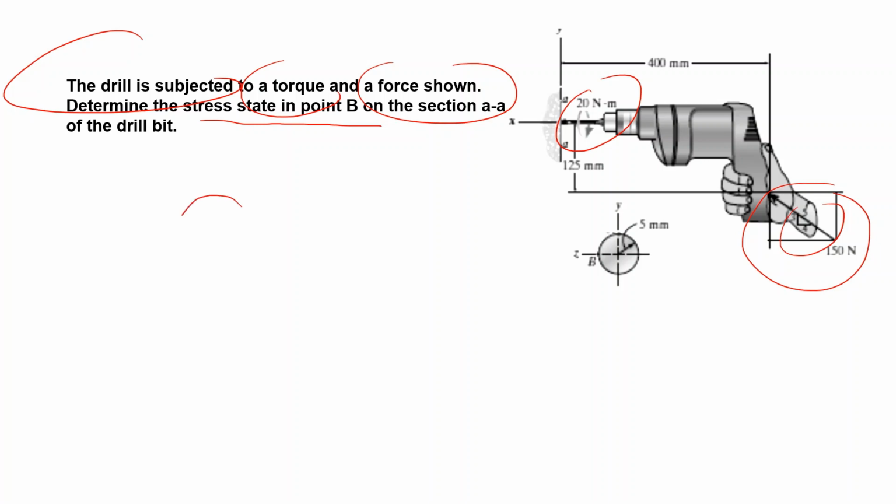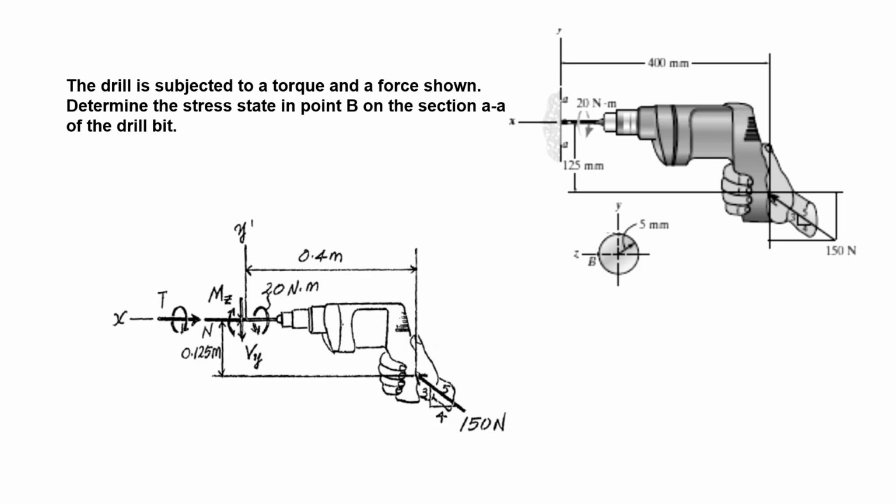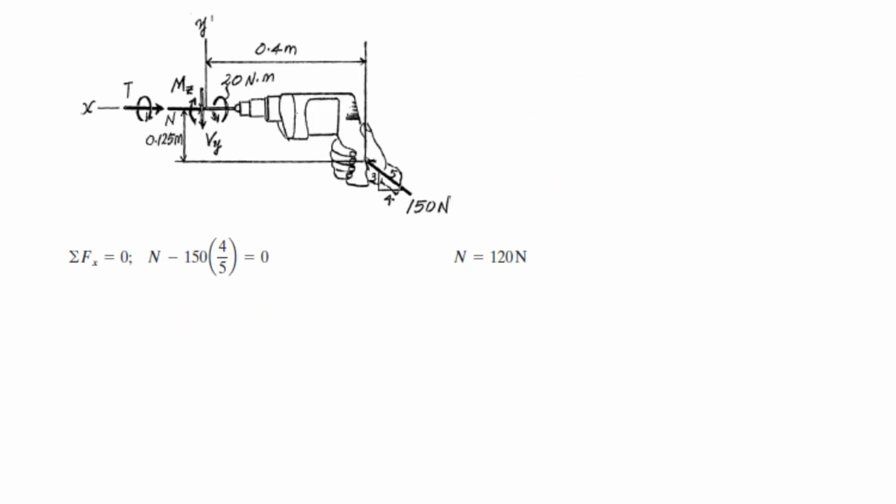Okay. So this is my drill bit, and we are interested in this point B. Well, let's cut in section AA, and in this section, the possible loads are a normal force, shear, a torque, and the bending moment. Okay, we have to find these internal loadings. Well, we start with the equilibrium equations.